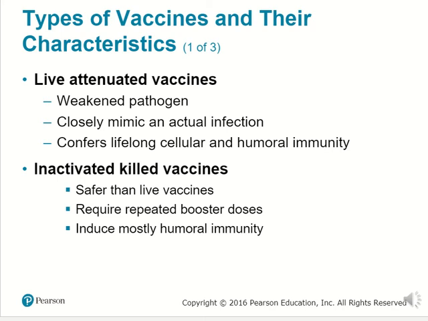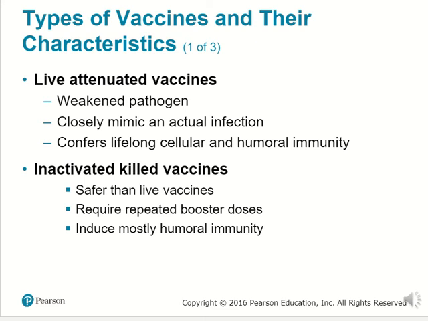Essentially, what is the vaccine composed of? If a vaccine is a live attenuated vaccine, it consists of a living, quote-unquote, living version of a virus, but it's a very weakened version of that virus or pathogen. And it closely mimics an actual infection so that our body forms a very strong immunity towards it.